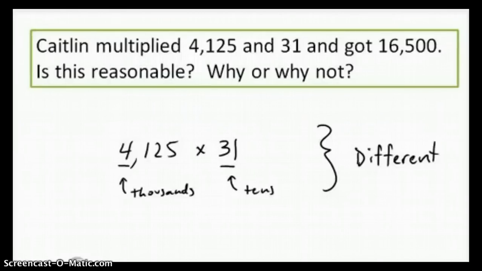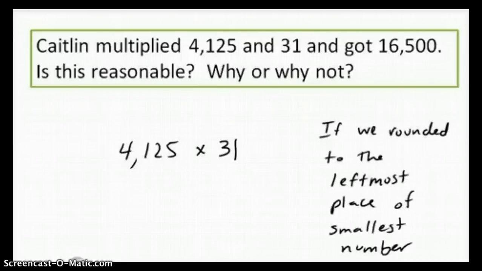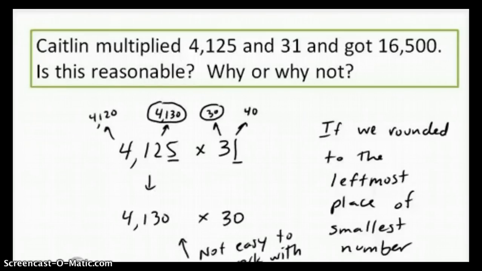When we added and subtracted, we learned that we couldn't do that because our answer wouldn't have been close enough to the real answer. So in those cases, we rounded to the leftmost place of the smallest number. Shouldn't we do that here? Well, in multiplication, if we round to the leftmost place of the smallest number, something different happens than in addition and subtraction. If we do this, we will get two numbers that are not easy to work with.